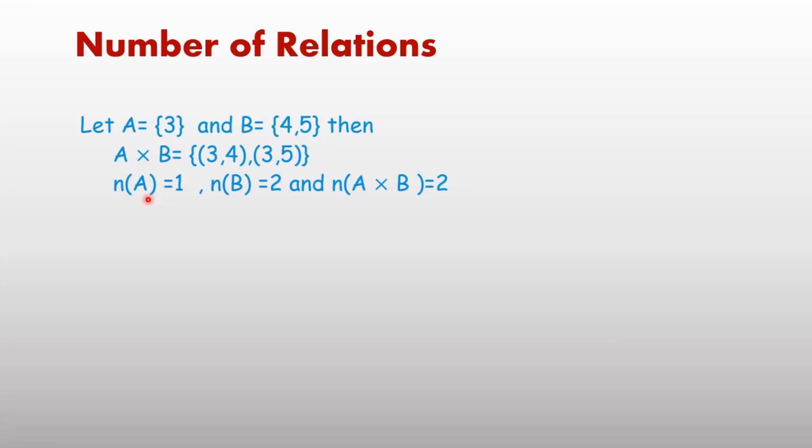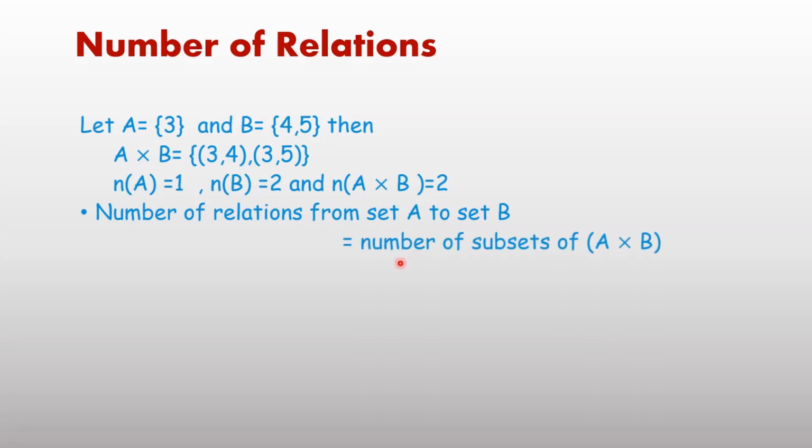Here the number of elements in set A is 1, the number of elements in set B is 2, and the number of elements in A cross B is equal to 2. Then the number of relations from A to B, apply the formula: number of subsets of A cross B, and the number of subsets of A cross B means 2 power n(A cross B), means 2 power the number of elements in A cross B. Since the number of elements in A cross B is 2, here 2 power 2, and the value of 2 power 2 is equal to 4.